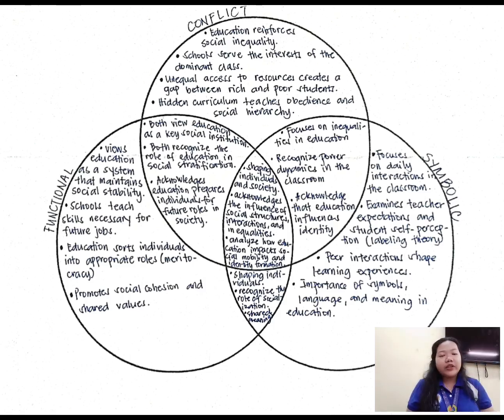The last part of the context of functionalist theory in education is that it promotes social cohesion and shared values. Schools transmit cultural norms and values, reinforcing a sense of unity and shared identity. Nationalism, respect for authority, and moral lessons are embedded in education to maintain harmony in our society.